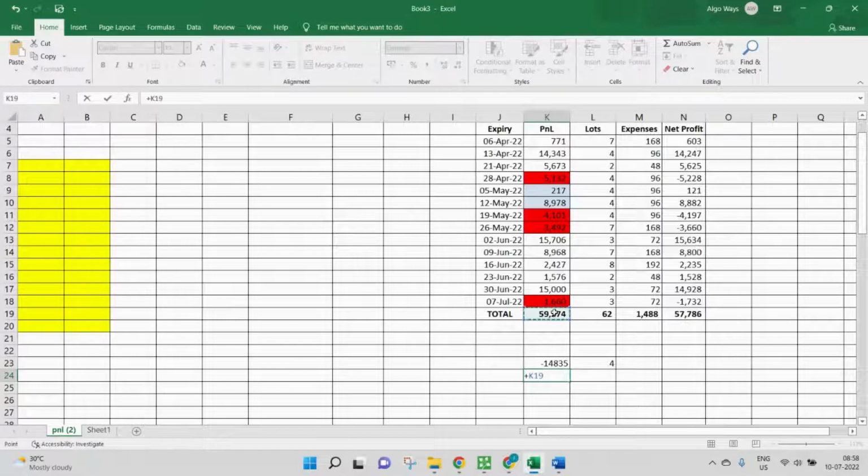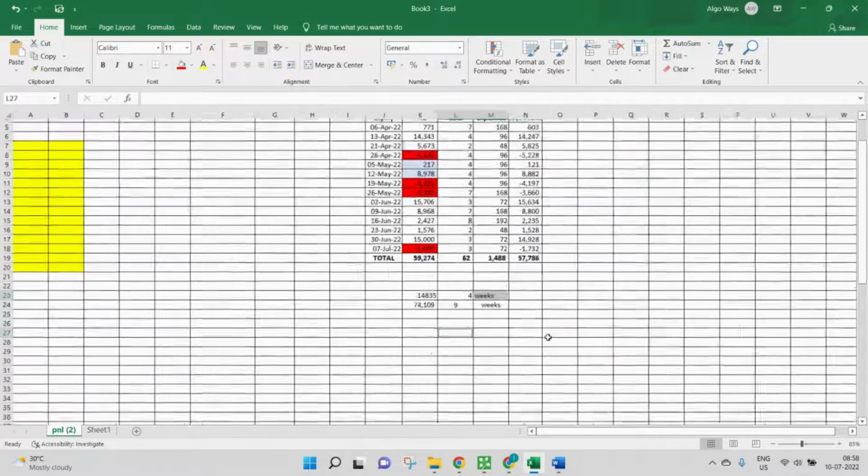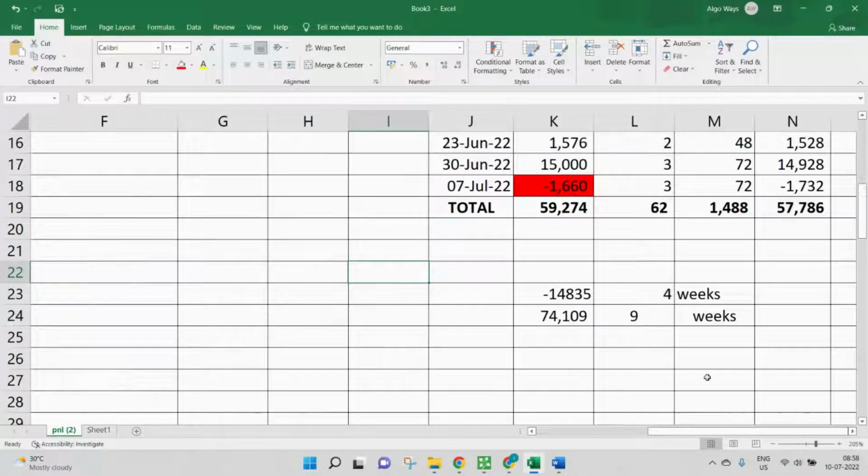So how much will the profit be? This minus this. We had 74,000 rupees profit in 9 weeks. 9 winning weeks. So if we see, the average loss on losing weeks is 3,700 and the average winning is 8,234.